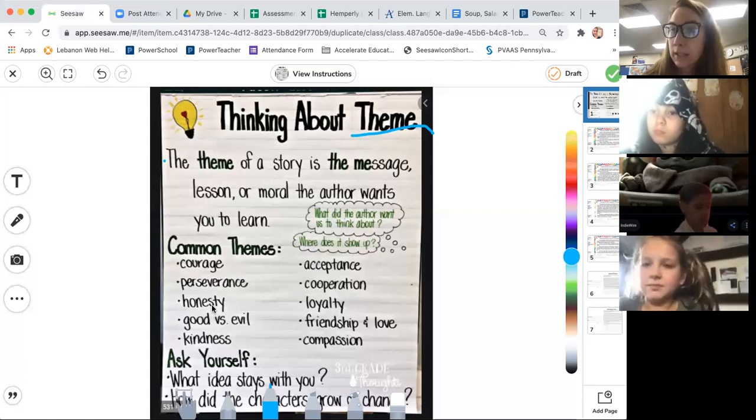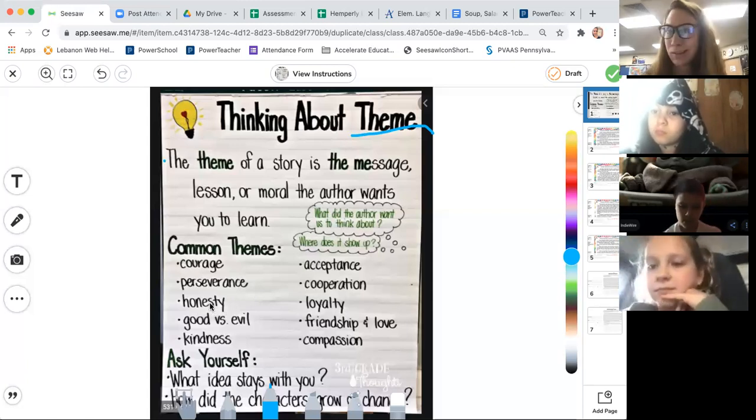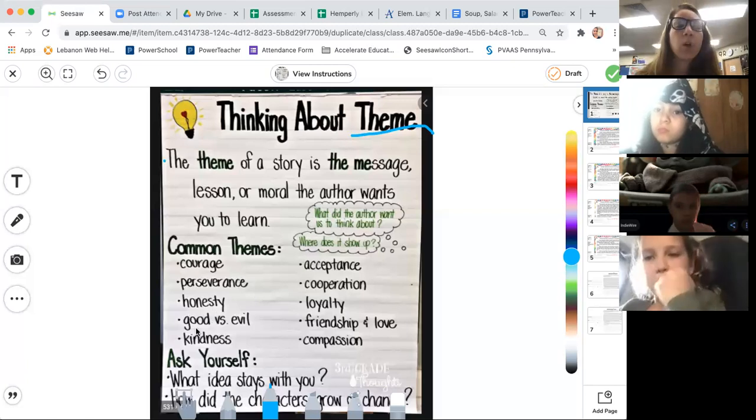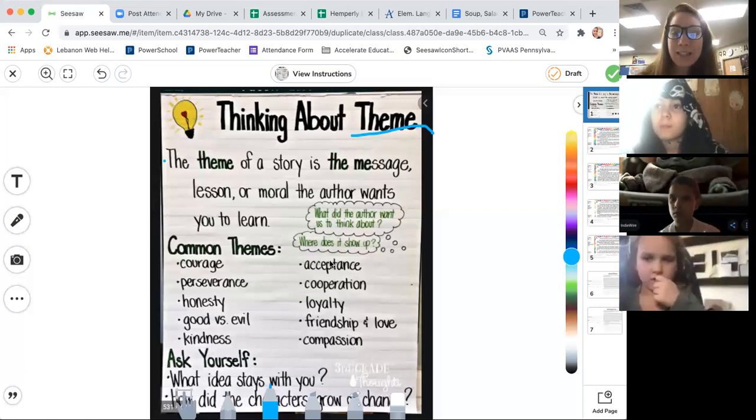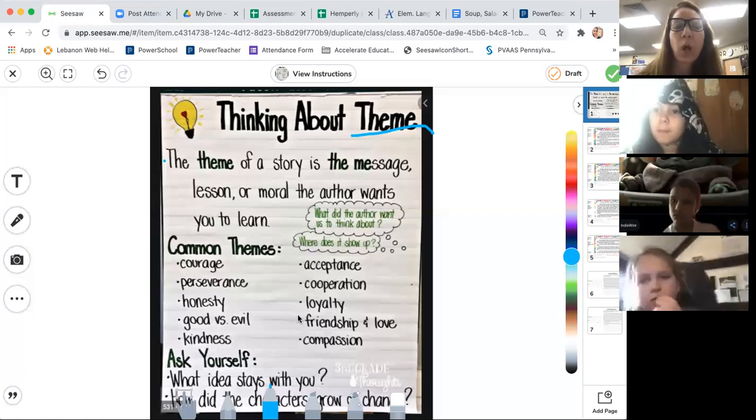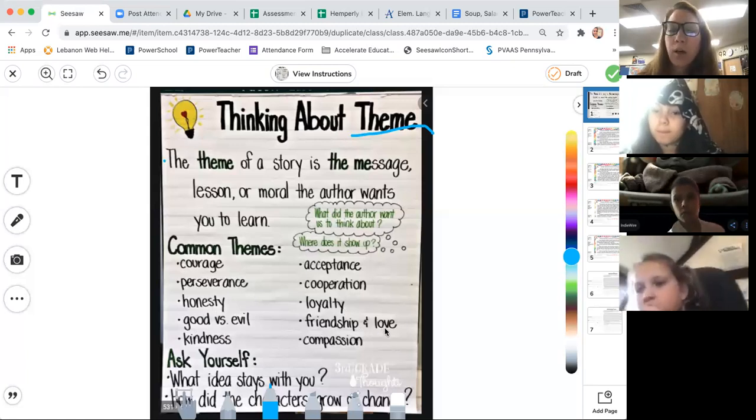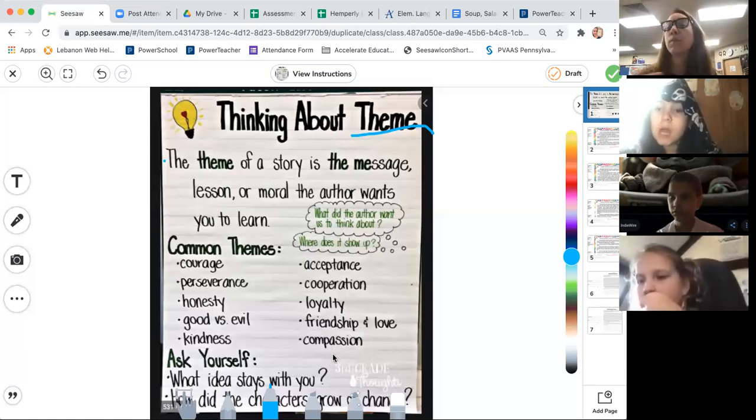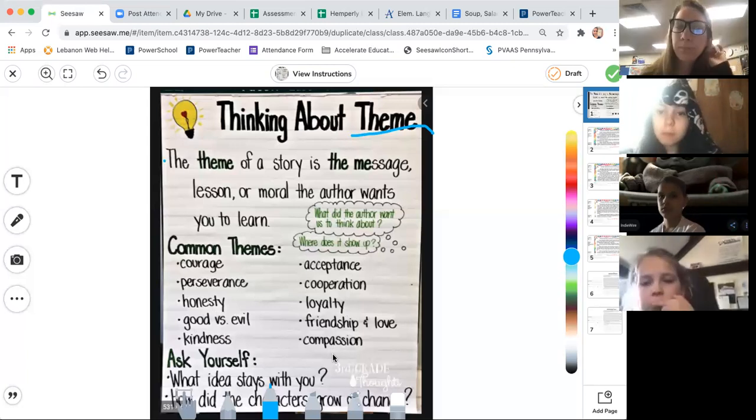Another theme might be honesty. Like honesty is always best, honesty is key, things like that. Good versus evil, kindness, acceptance, cooperation, loyalty, friendship and love, compassion. These are all things that could be themes of different stories.